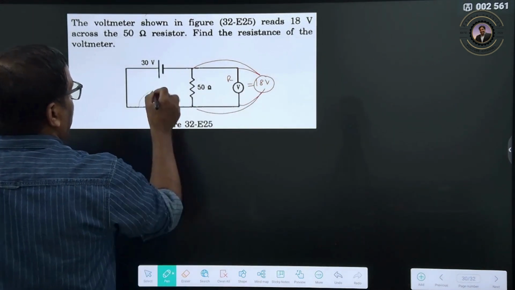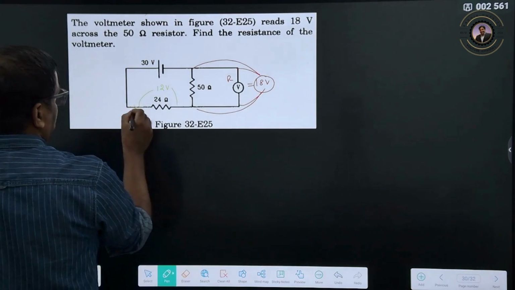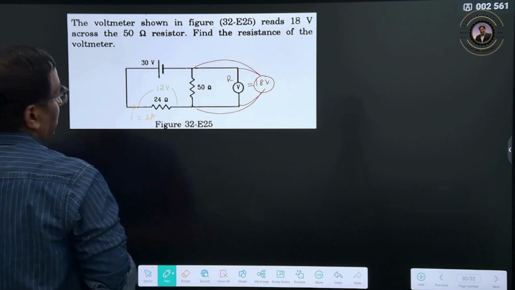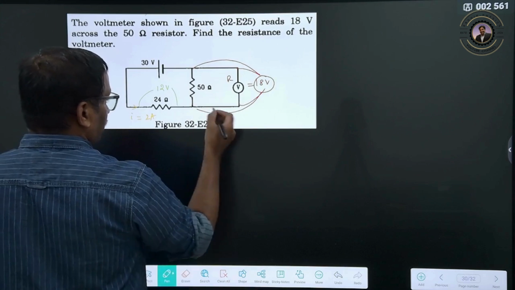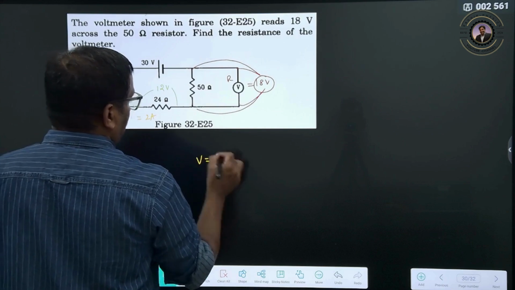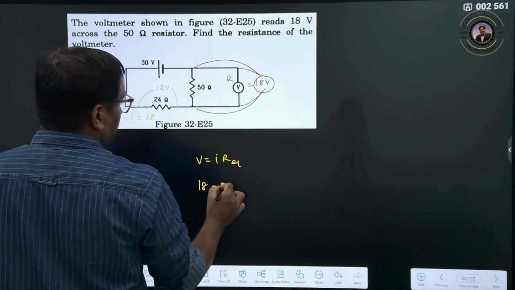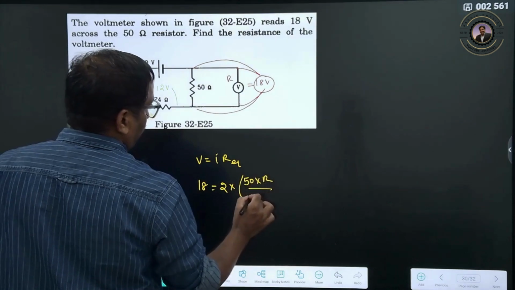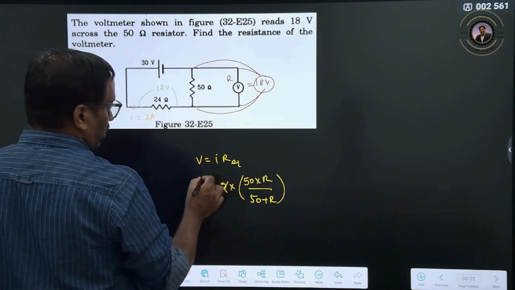Here, 18 volts across this one, so across the other one it is 30 minus 18, which is 12 volts. So 12 volts means the current flowing through this one will be equal to 2 amperes. Clear? So current through this combination should also be 2 amperes. Therefore V is equal to IR, with R equivalent of this part. Potential we got is 18 volts, current is 2. So R equivalent is 50 into R by 50 plus R. Why? Both are connected in parallel here. Therefore it will be 9.